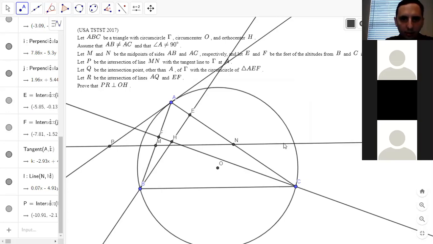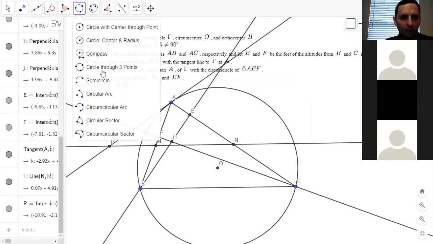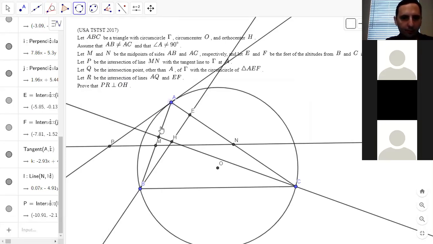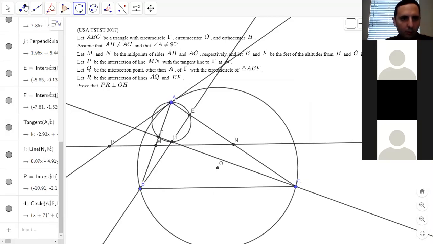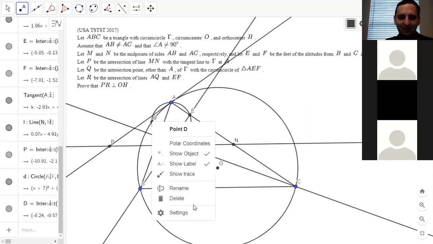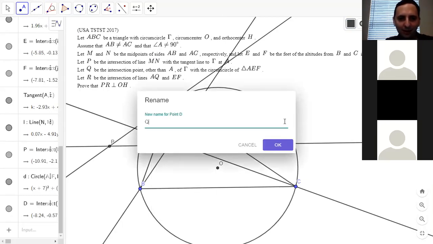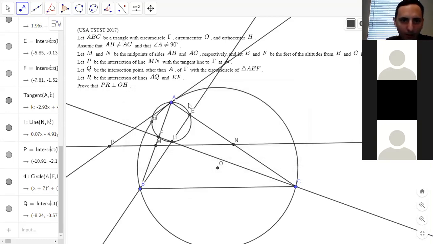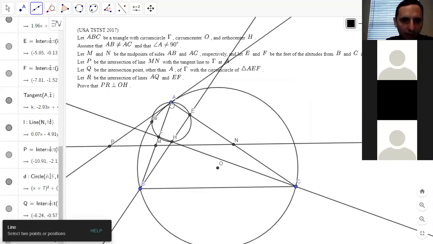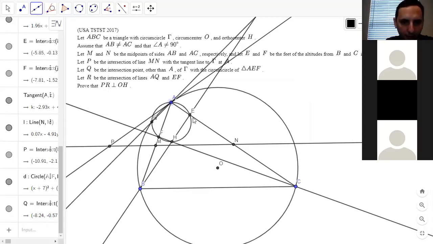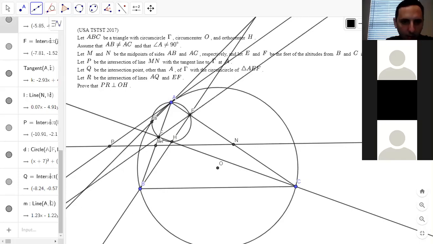And Q is the intersection point of, okay, so we draw that same circle from a previous problem and it intersects at Q. So Q is, I think it's literally called the Q point, right? But it's spelled Q-U-E-U-E. So R is the intersection of AQ and EF. And I don't think it lies on MN. And we want to show that PR is perpendicular to OH.